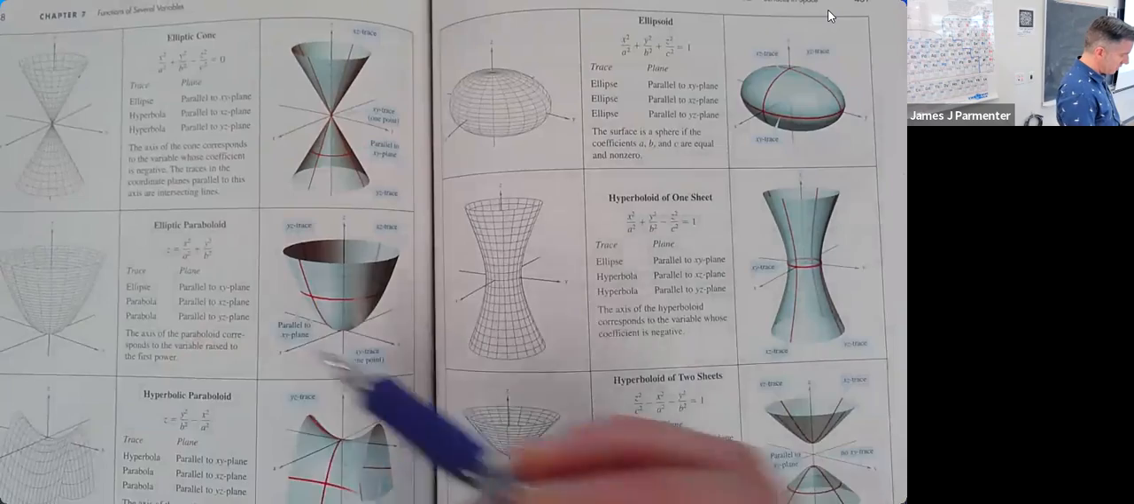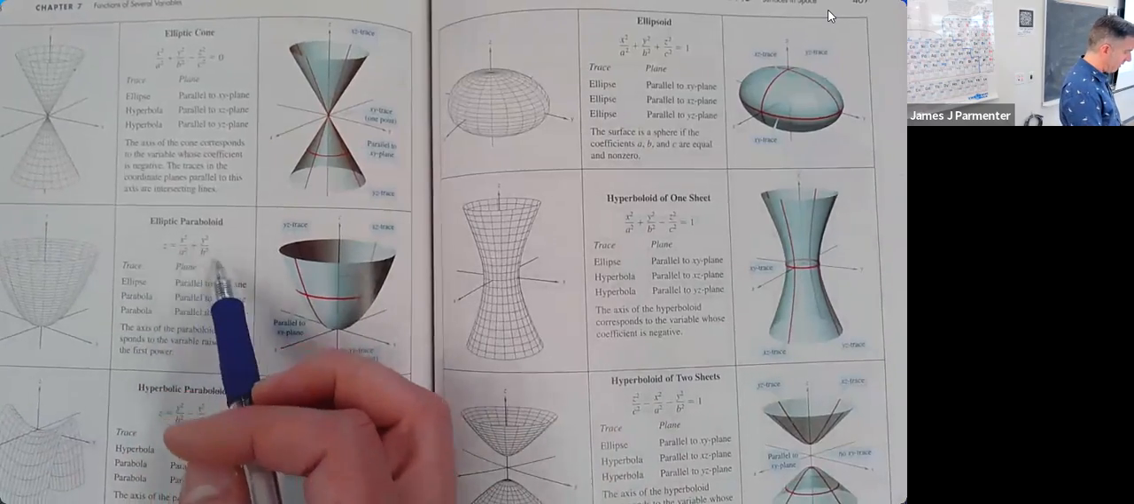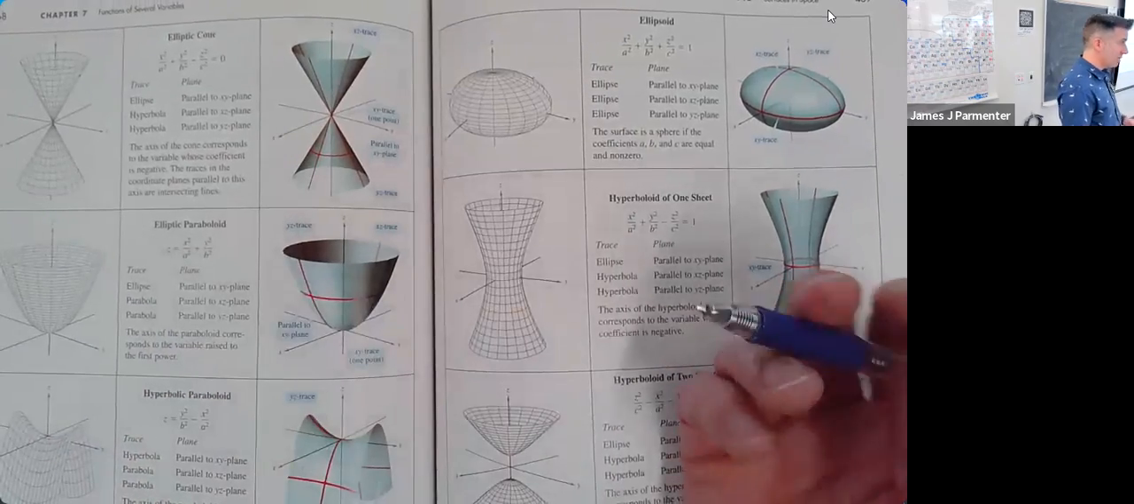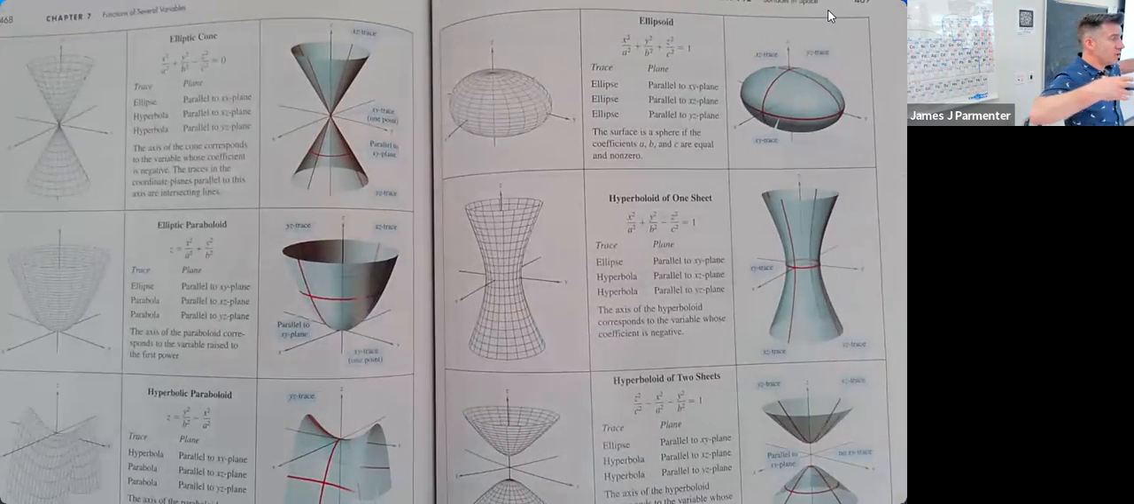The only difference between the elliptic and the circular is that your coefficients of x squared and y squared can be different. That's going to mean you're longer in one direction than you are in the other direction.